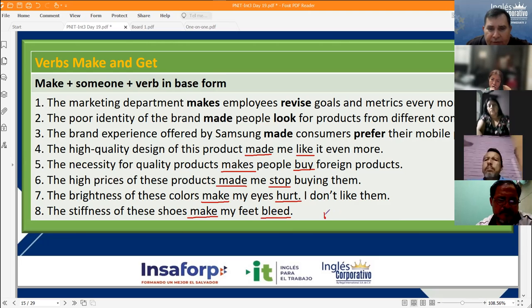Bleed? Yes, bleed. Okay, now, teacher, what is stiffness?